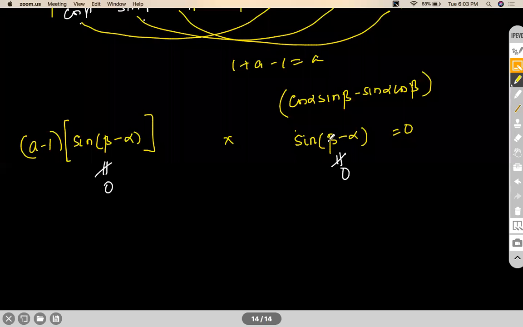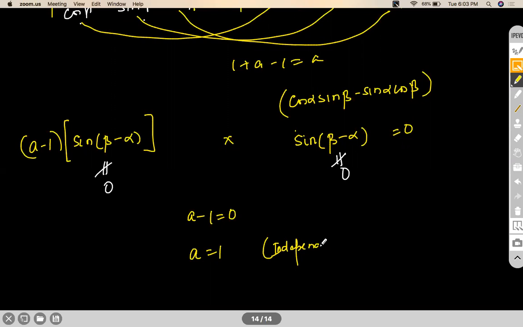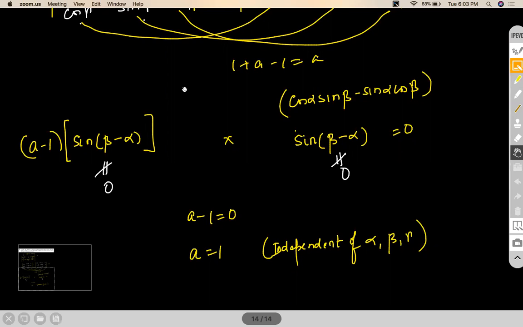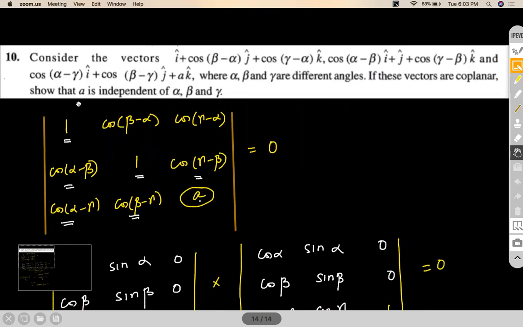Okay. Ideally, if they are different also and their difference is a multiple of pi, they should have got a 0. That means they're trying to say A minus 1 can be 0. That means A is 1, which is independent of alpha, beta, gamma. This is not a very well framed question, but this is probably what they intended. Show that A is independent of alpha, beta, gamma.